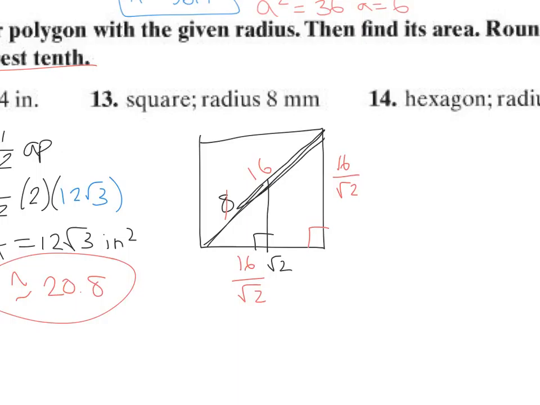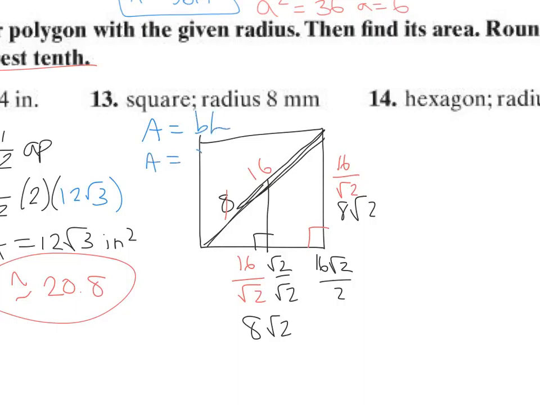So I'm going to rationalize this, root 2, so it's 16 root 2 over 2, so this side is 8 root 2, and this side is 8 root 2. So I'm going to use the formula area equals base times height. Area equals 8 root 2 times 8 root 2, so area equals 64 times 2, so area equals 128 millimeters squared.